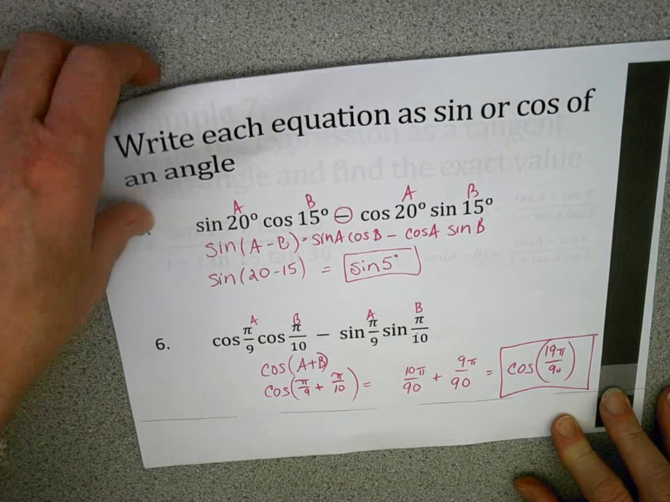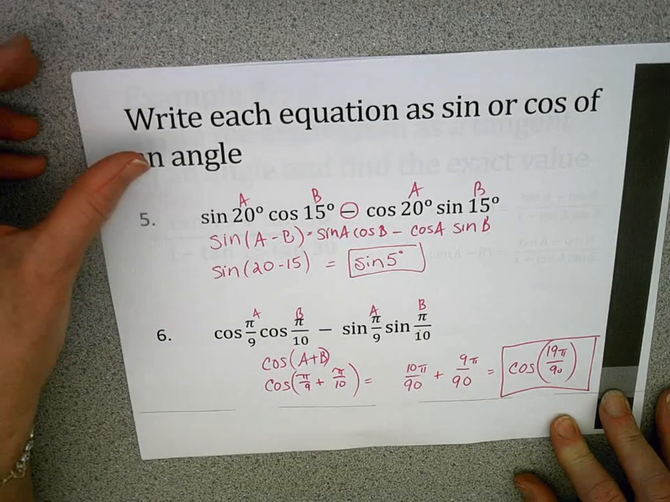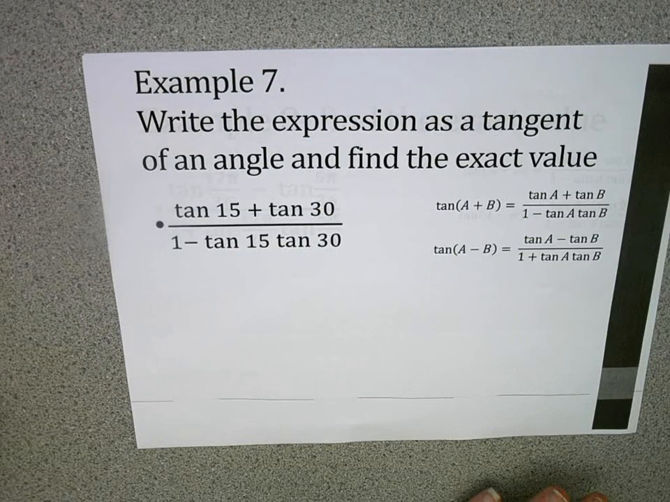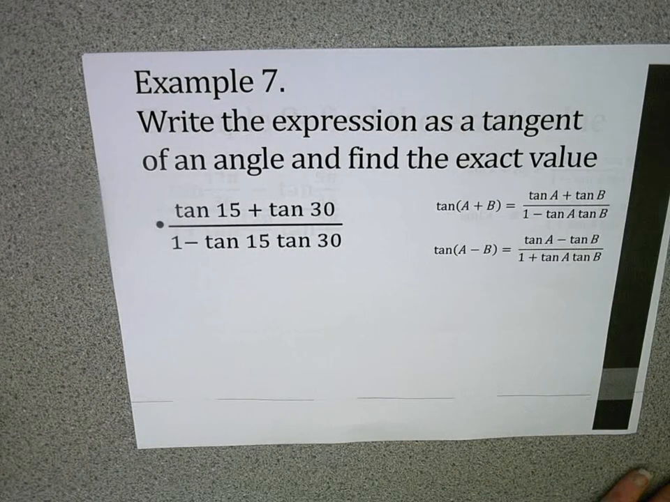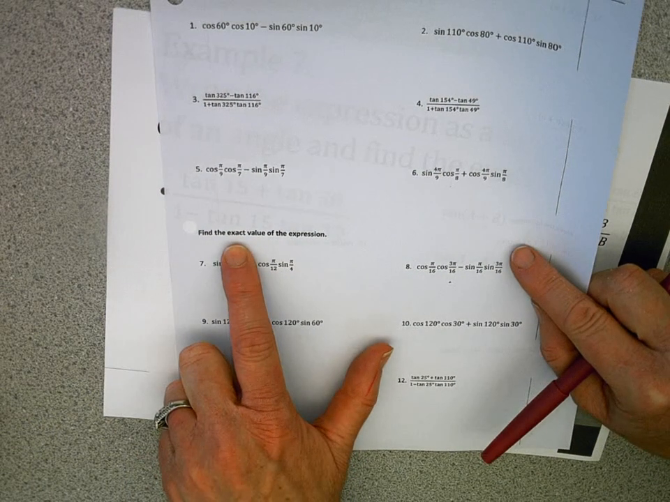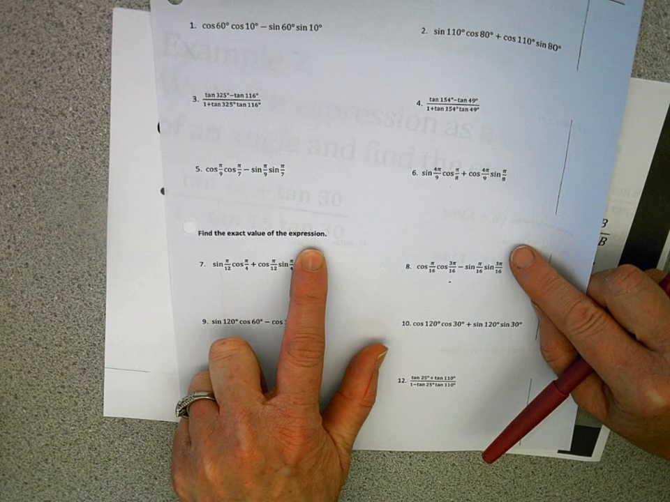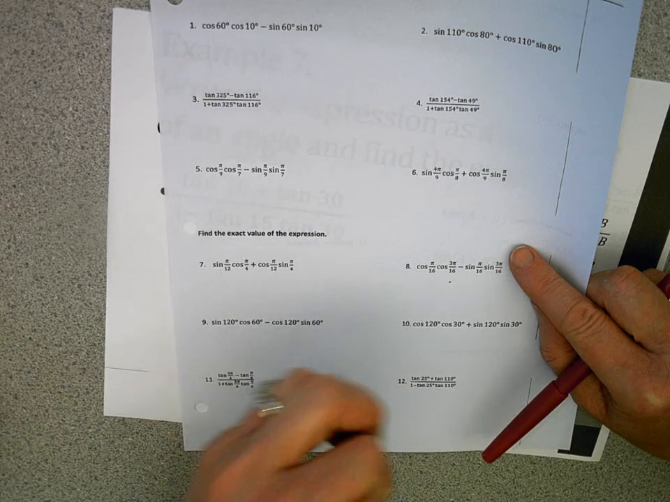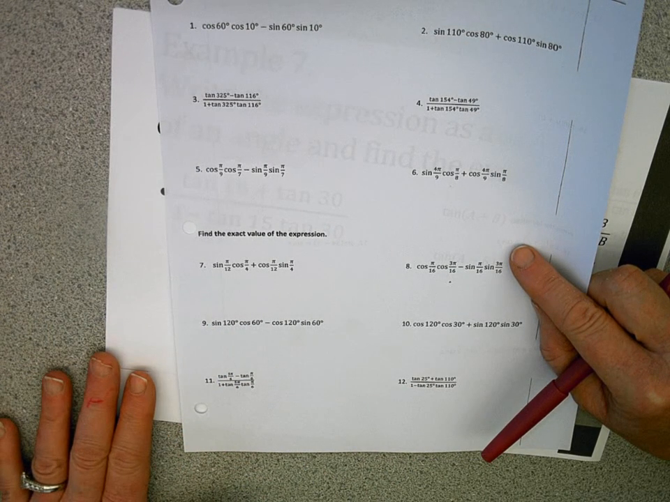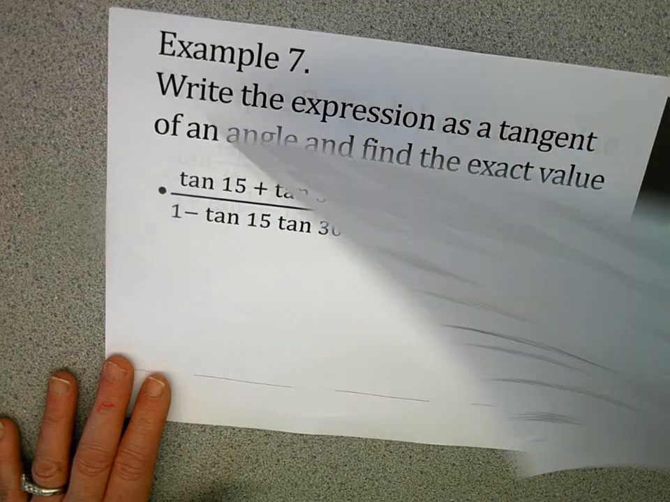Okay, so let's do a couple more. Now the next ones are actually going to be values you can find on your unit circle. On the homework, it'll say, I'll just show you guys really quick, find the exact value of the expression. That means after you simplify and figure out what they're figuring out, you can actually figure out the exact value. So you'll look at your unit circle, so you'll need it.